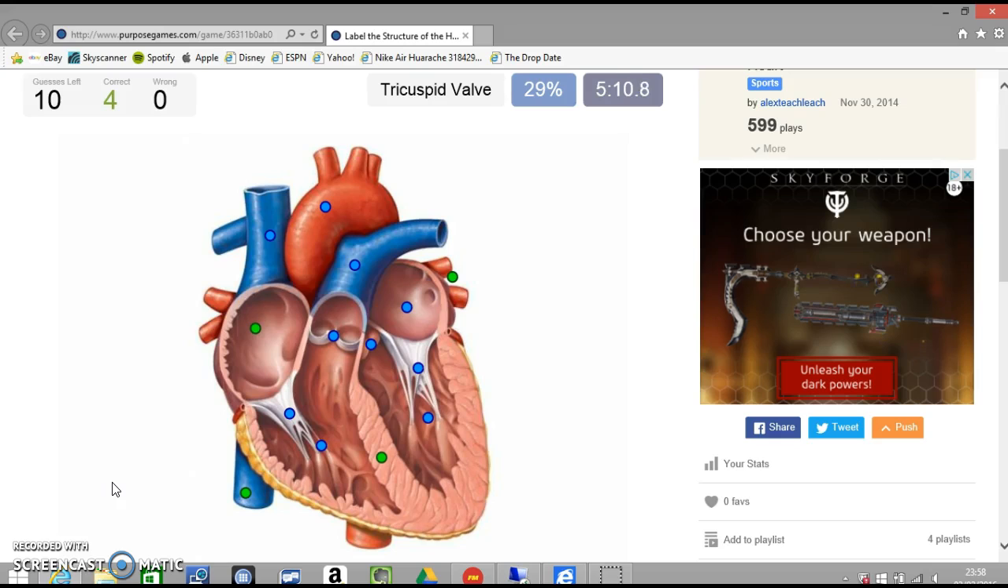Where was I? The pulmonary vein. The function of this is a vein which carries oxygenated blood from the lungs to the left atrium of the heart.